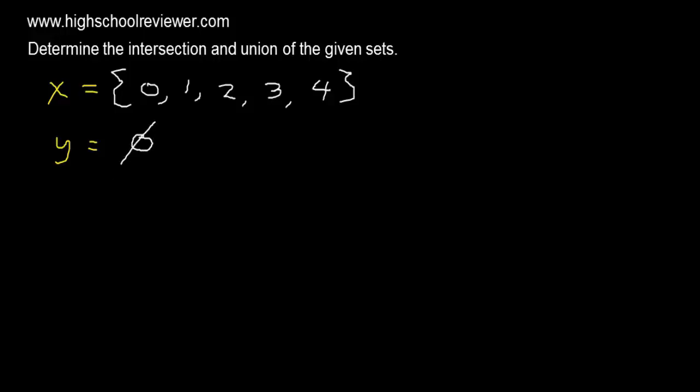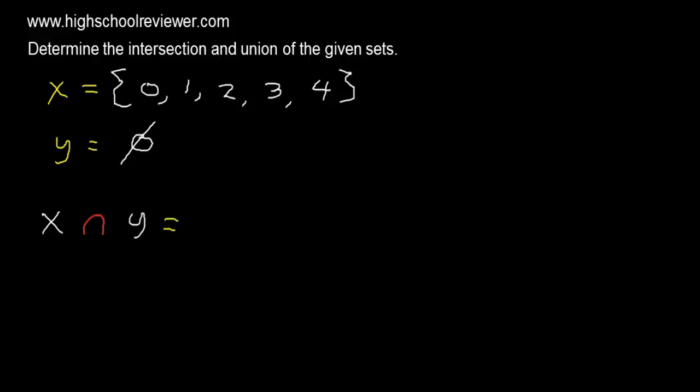Here are our two sets, set X and set Y. For set X, we have the following elements: 0, 1, 2, 3, and 4. And for set Y, we have here null. Let us now find the intersection and union of sets X and Y.